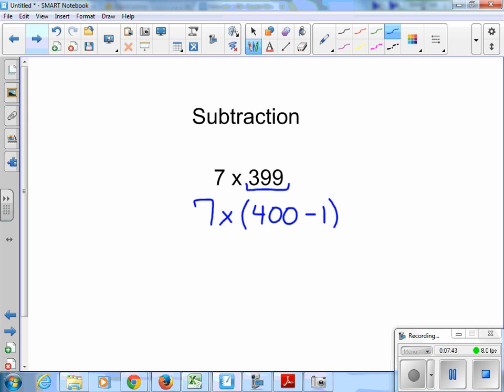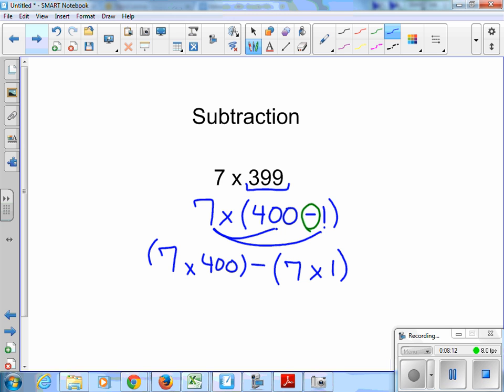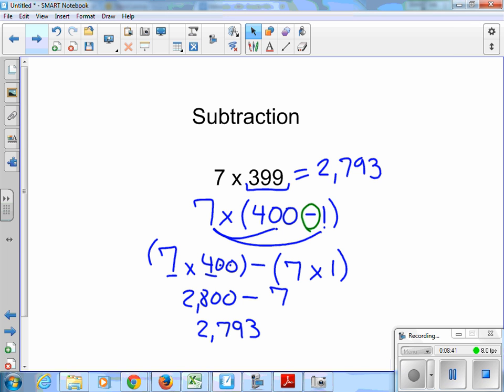Now we use the same way that we did the distributive property. Multiply the 7 times each one of the numbers inside the parentheses. So I start with 7 times 400 in parentheses, but this time we have to put the minus sign because we're subtracting. Minus, and then we multiply the other numbers. 7 times 1, and then we solve the parentheses. 7 times 400, basic facts, 7 times 4 is 28, and add 2 zeros, so that's 2,800, minus 7 times 1 is 7. So then we take 7 away from 2,800, that is 2,793. So this multiplication is 2,793.